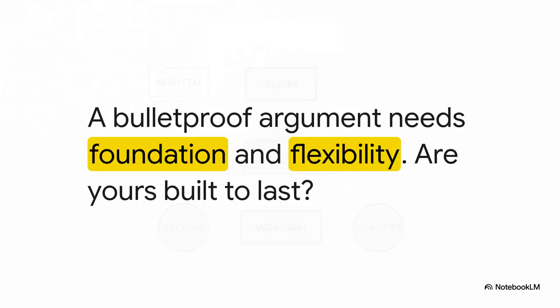Ultimately, whether you're debating green energy mandates, urban preservation, or just everyday business decisions, the core principles remain identical. A bulletproof argument requires a solid foundation of grounds, the structural support of well-backed warrants, and the flexibility of qualifiers to withstand the pressure of rebuttals. So the next time you find yourself trying to persuade someone, take a step back and look at your own logical architecture. Are your ideas just a pile of loose bricks, or are they truly built to last?